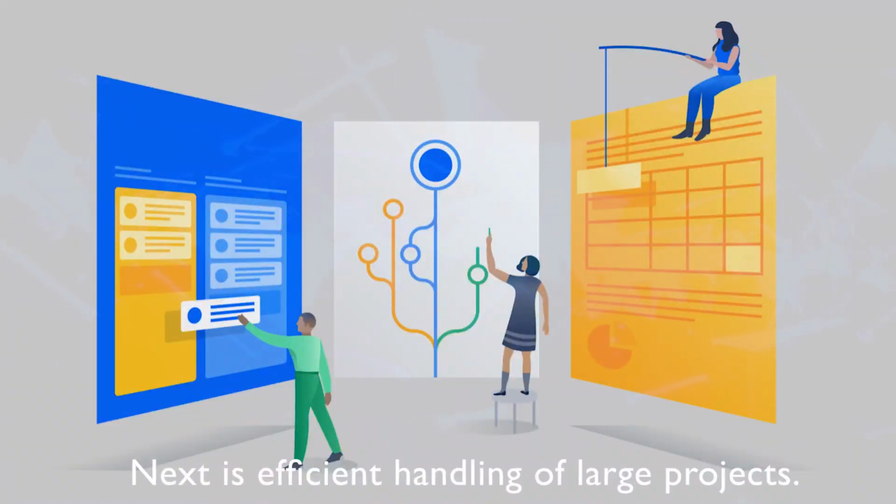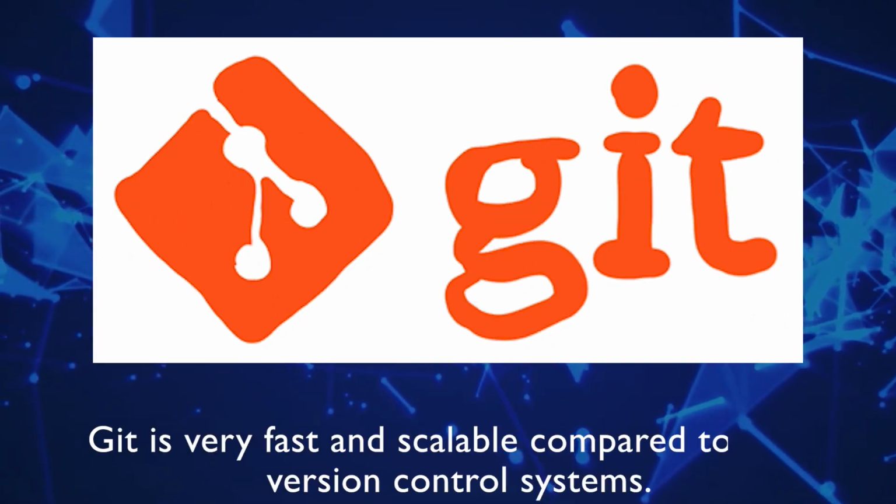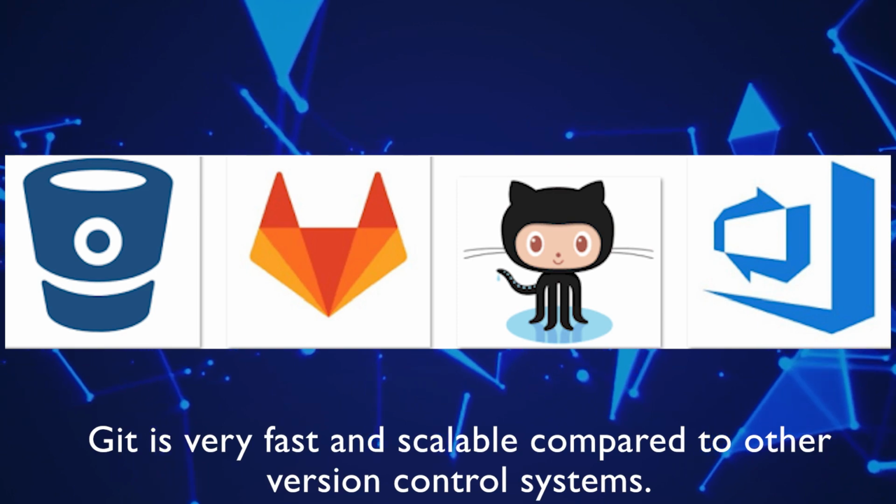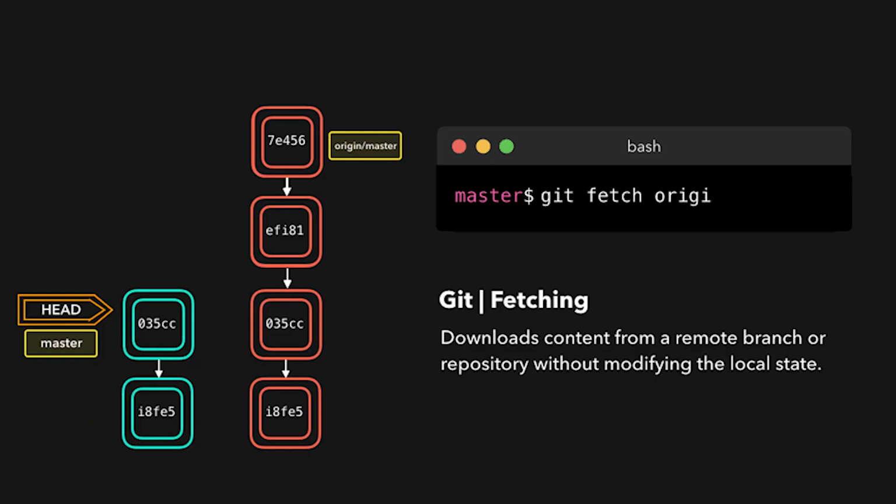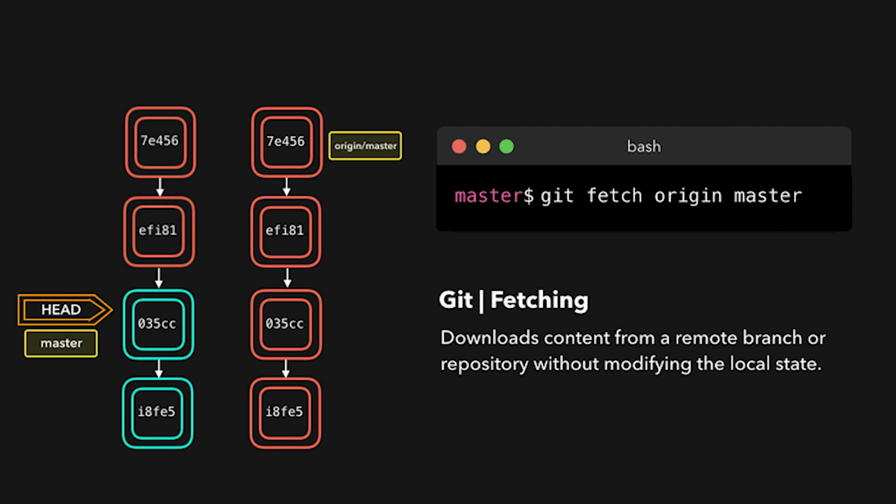Next is efficient handling of large projects. Git is very fast and scalable compared to other version control systems. The fetching power of a local repository is much faster than is possible with a remote server.